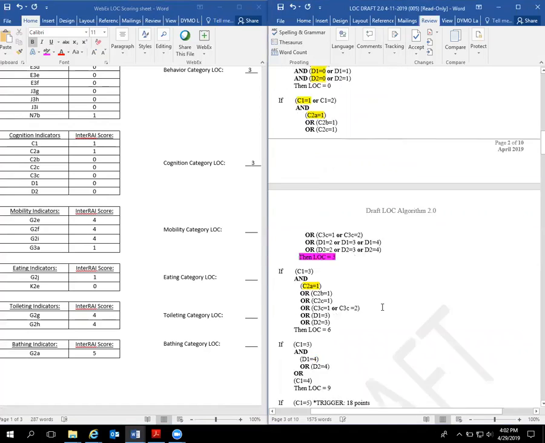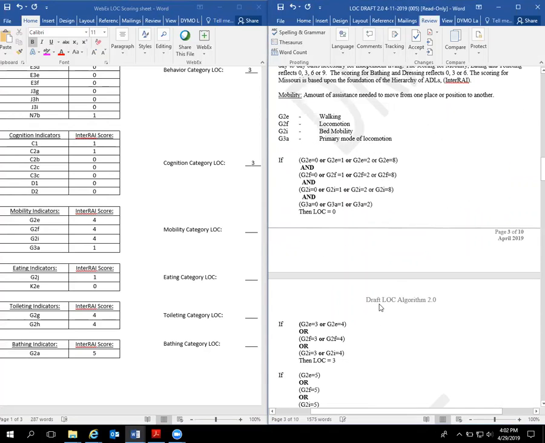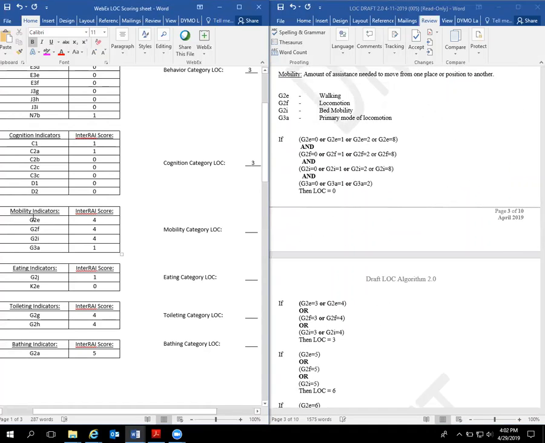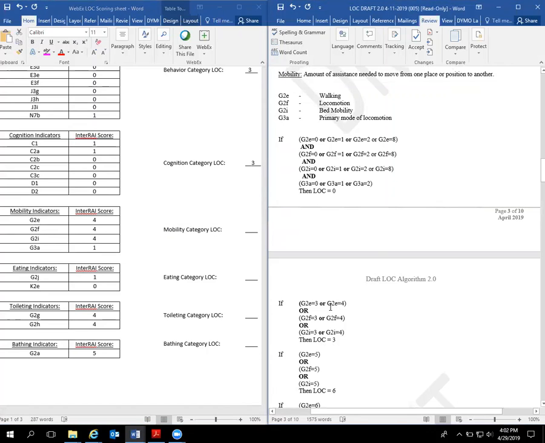Moving on to mobility, we will highlight the indicator coding for mobility. So G2E was a 4, so I will highlight G2E equals 4. G2F was 4 on the enter-I, so I will highlight G2F equals 4. G2I was 4. And G3A was 1, so I will highlight G3A equals 1.